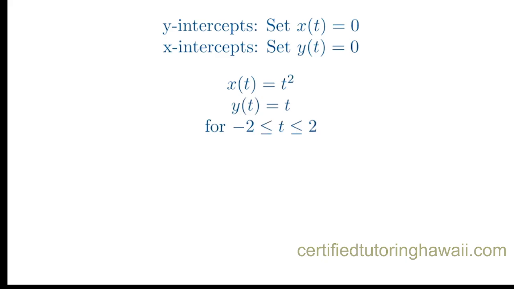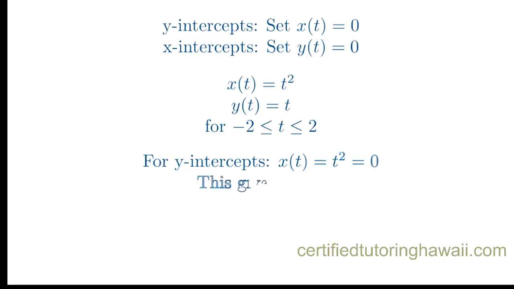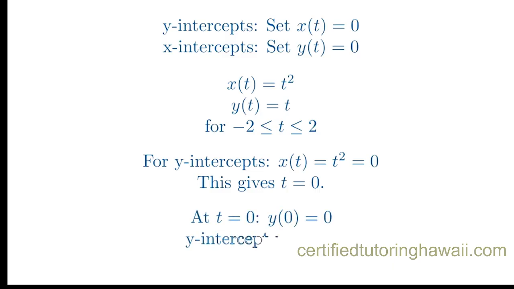We need to set x of t equal to 0. Setting x of t equal to 0 gives us t squared equals 0, which means t equals 0. This is the time when the particle crosses the y-axis. But an intercept is a point, an xy coordinate. To find the y-coordinate at this time, we plug t equals 0 into y of t. At t equals 0, y of 0 equals 0. So the only y-intercept is the origin, 0, 0.